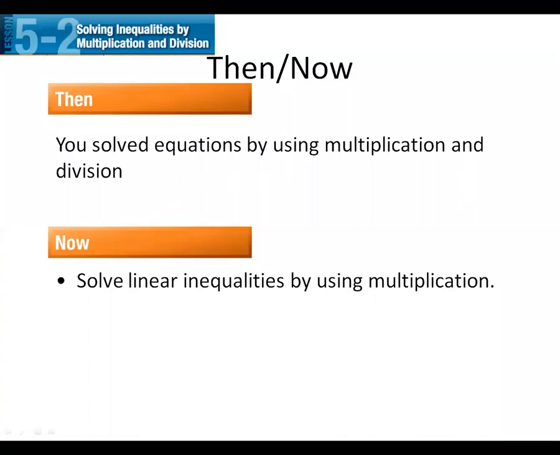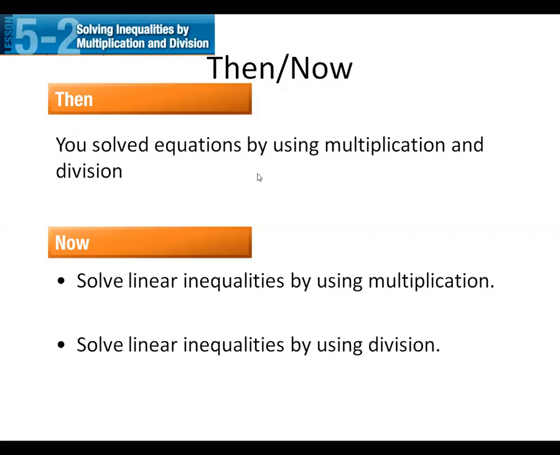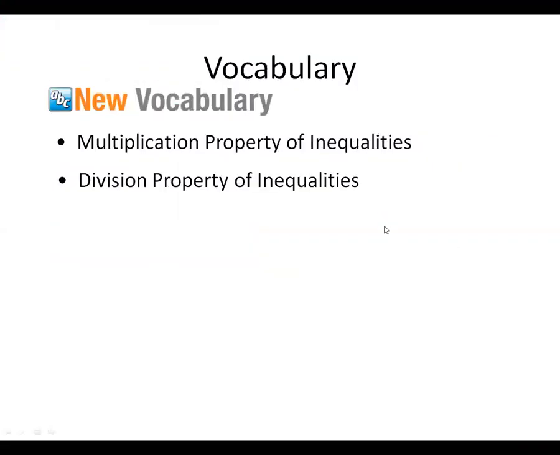All right, guys, section 2 of chapter 5, solving inequalities by multiplication and division. Before, we solved equations by multiplication and division, and guess what we're going to do now? You guessed it, we're going to solve linear inequalities using multiplication and division. It's very similar to what we did with solving equations, but there's a couple little subtle things that are very, very important that you have to remember. So we're going to talk about what the multiplication and division property of inequalities are in this section.